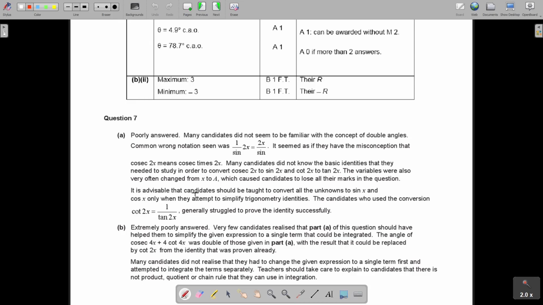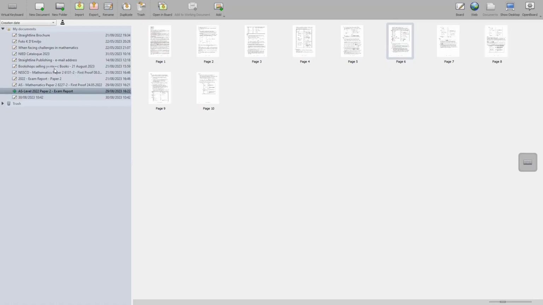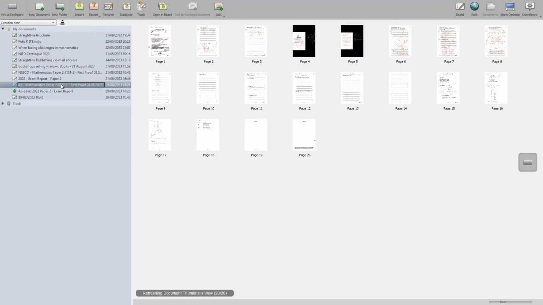It is advisable that candidates should be taught to convert all the unknowns to sin x and cos x only when they attempt to simplify trigonometrical identities. The candidates who use the conversion cot 1 generally struggle to prove the identity. So to go to cos and sin, it's not always the easiest route, but it's usually going to bring you to the answer. Okay, let's go back to the last question on that, question 7, the B part.